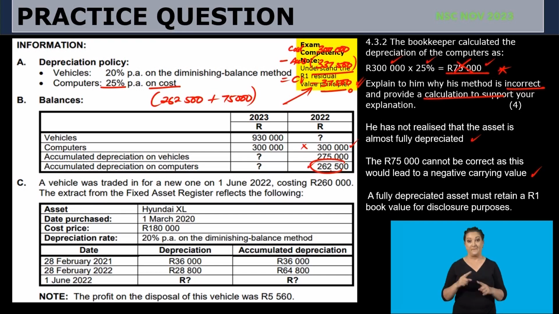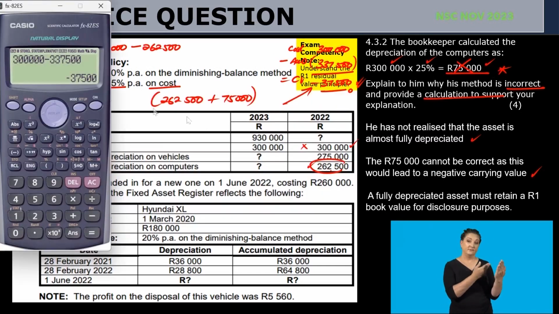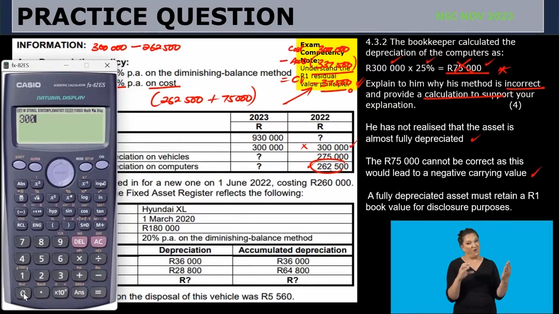But the depreciation would then be, he would simply say, the 300,000, which is the cost, minus the accumulated, which is 262,500. All right? So we're going to come here. So we're going to say the 300,000, which is the cost, minus the 262,500, which is the accumulated. So the carrying value was 37.5.